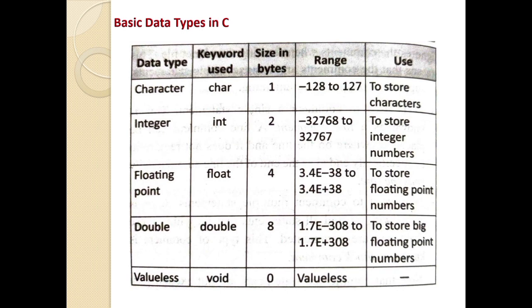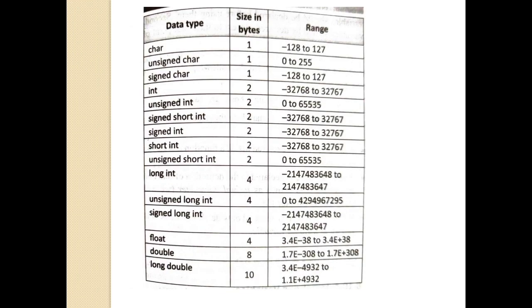Floating point: the keyword used is float. Size in bytes is 4. The range is 3.4 to the power of exponent minus 38 to 3.4 to the power of exponent plus 38, to store floating point numbers. Double: the keyword used is double. Size in bytes is 8, to store big floating numbers. Void is valueless. This is an extended version of the table, where you can take a screenshot and refer to this.